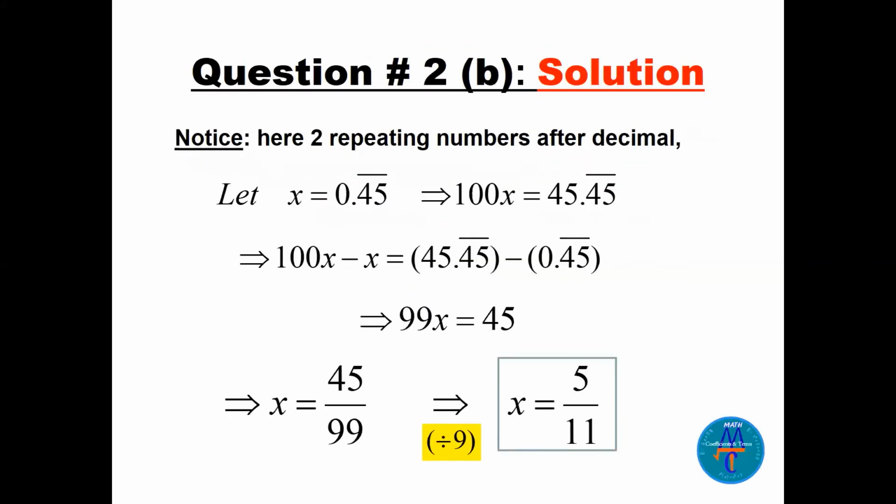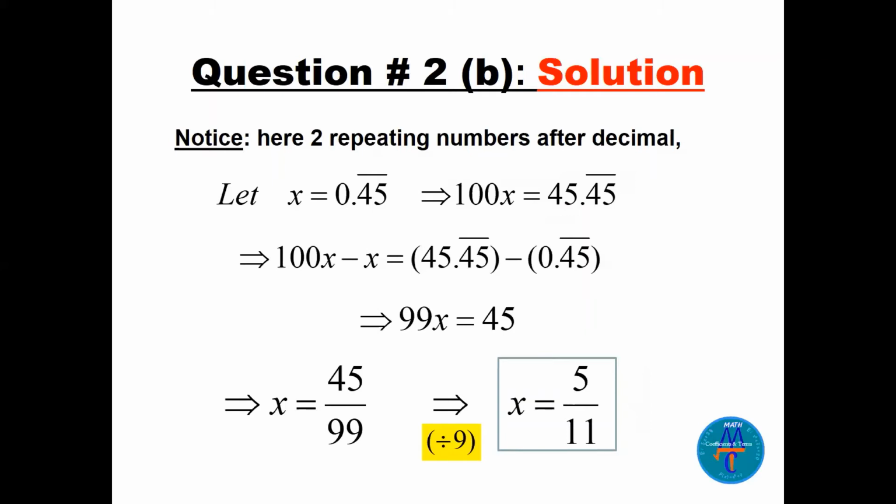Let's see. Since I have 2 numbers repeating after the decimal point, I multiply by 100. So 100x is equal to 45.45, repeating. I move the decimal point 2 places. 0.4545 still repeating, always. Subtract now, directly I put here, 100x minus x is equal to 45.45 repeating minus 0.45 repeating. So I remove all the repeated parts.